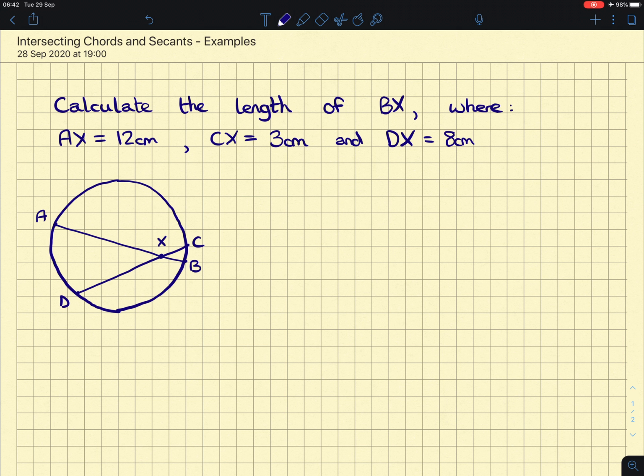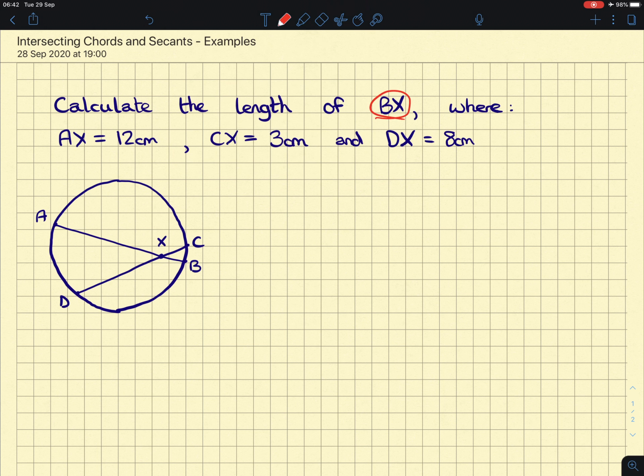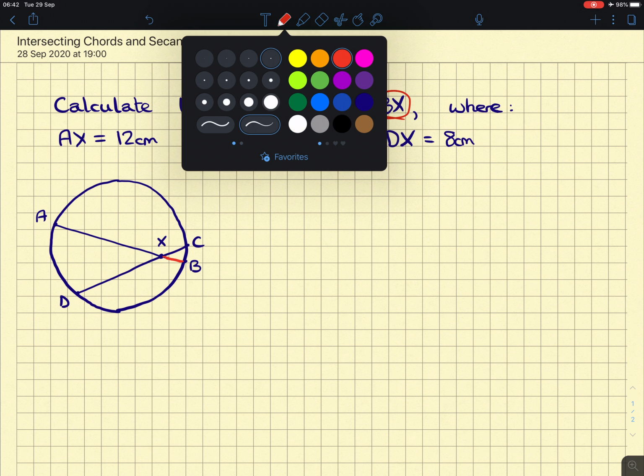In this video, we're going to use the intersecting chords and secant formula to solve a couple of problems. So first of all, the example in front of us, we are being asked to calculate length B, which I'm just going to highlight here in red. So that's the length of this line there, and we are given the following.